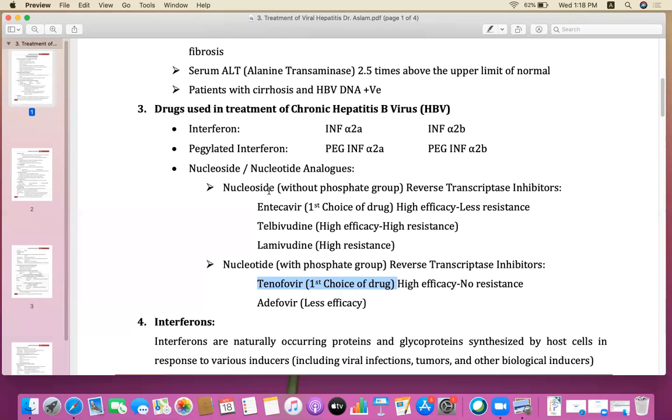And if there is a question, which of the nucleoside reverse transcriptase inhibitors is the first choice of drug in the management or treatment of chronic hepatitis B? Remember entecavir. Entecavir, nucleoside; tenofovir, nucleotide.